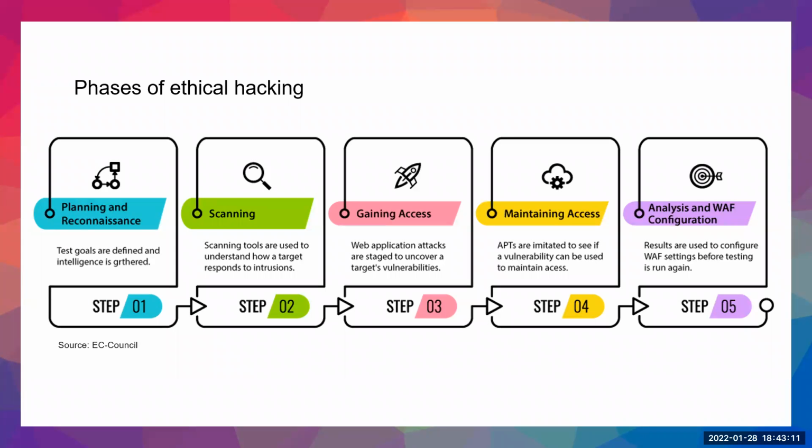Next, we have 5 phases of ethical hacking. The first phase is the planning phase, where the test goals are defined and intelligence is gathered. The second phase is scanning, where scanning tools are used to understand how a target responds to intrusions. The third phase is gaining access, where web application attacks are staged to uncover a target's vulnerabilities. The fourth phase is maintaining access, where advanced persistent threats, APTs, are emulated to see if a vulnerability can be used to maintain access. The last phase is the analysis stage, where results are used to configure the web application firewall, WAF, settings before testing is conducted once again.